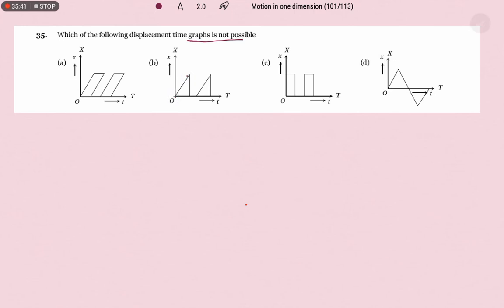The x-t graph is a straight line. A straight line is nothing but moving with constant velocity, which means it is uniform motion. So this can be possible.